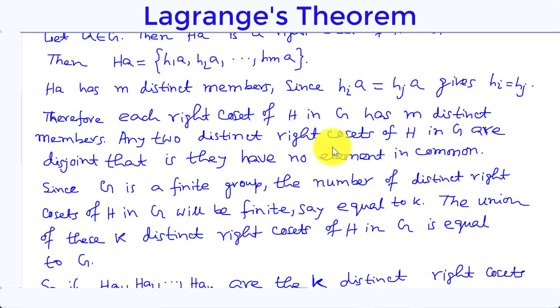Any two distinct right cosets of H in G are disjoint, that is, they have no element in common. Since G is a finite group, the number of distinct right cosets of H in G will be finite, say equal to k.